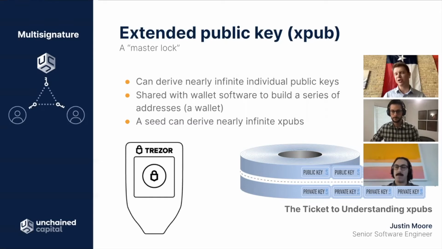A really good analogy for an XPub is you can think about it as a raffle ticket roll. The Ticket to Understanding XPubs that's highlighted down there in the bottom right is a fantastic article making the analogy between public keys, private keys, and analogizing them to a roll of raffle tickets. It's written by our senior software engineer, Justin Moore. I definitely suggest that you check that out. Maybe bookmark it if you want to keep your Bitcoin continuing education going this Friday. Definitely suggest checking that one out.